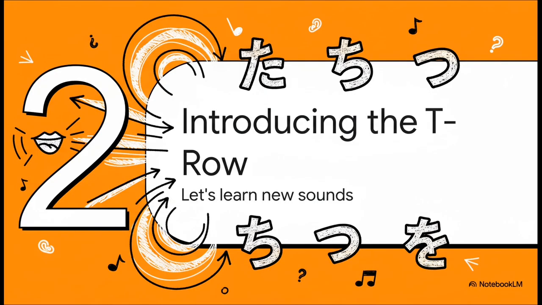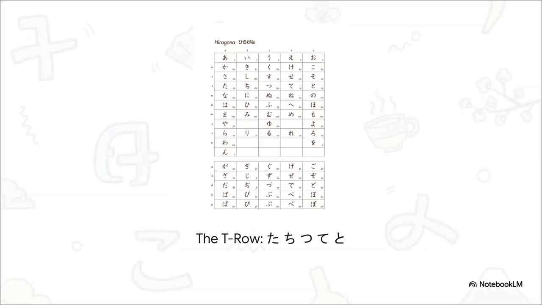Okay, let's get into the heart of today's lesson, the T row. This row is super interesting because it introduces a couple of sound changes that are absolutely fundamental to speaking Japanese naturally. And here they are, the 5 characters of the T row. Let's just do one quick read through together. Ta, chi, tsu, te, to.